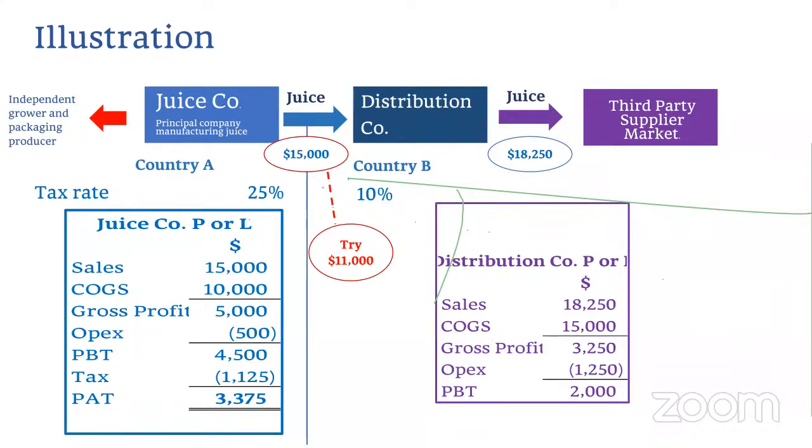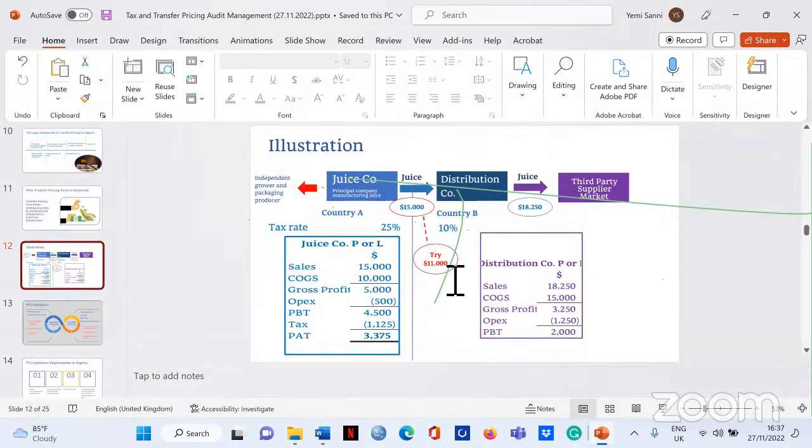Now, why is transfer pricing important? Because country A is in a high tax jurisdiction, while country B is in a low tax jurisdiction. Don't forget that the two companies belong to a group, and if they are going to be preparing group accounts, they want the group profit to be high. So they can subject the transaction between them to manipulation. That's why I said try 11,000 as against the 15,000 they say they're transferring to Distribution Co. Juice Co. can say the transfer price is 11,000, and I'm going to show you the impact in a minute.